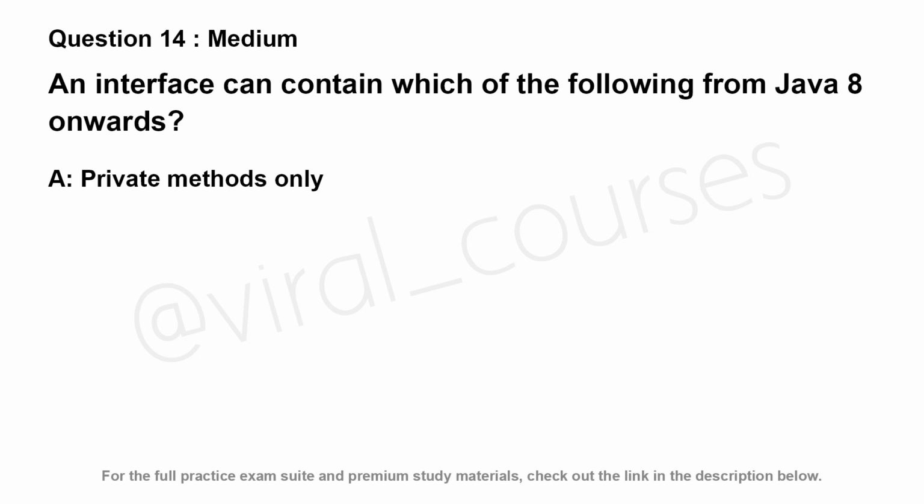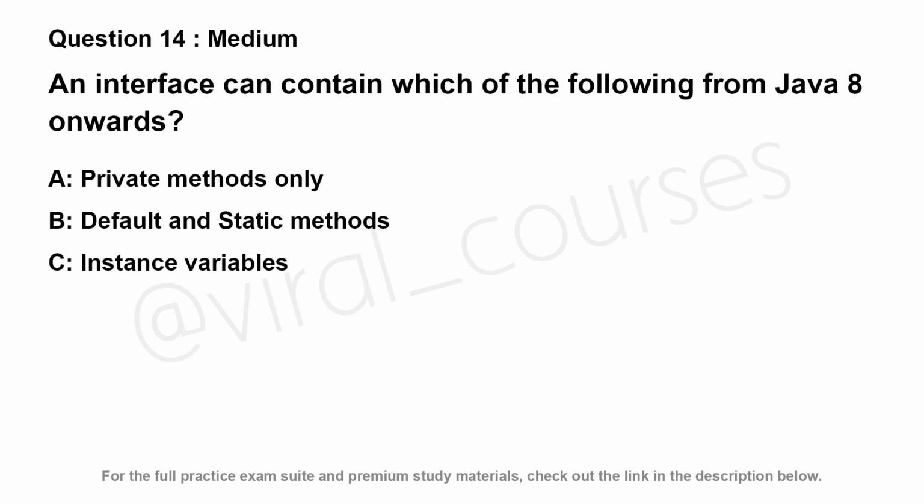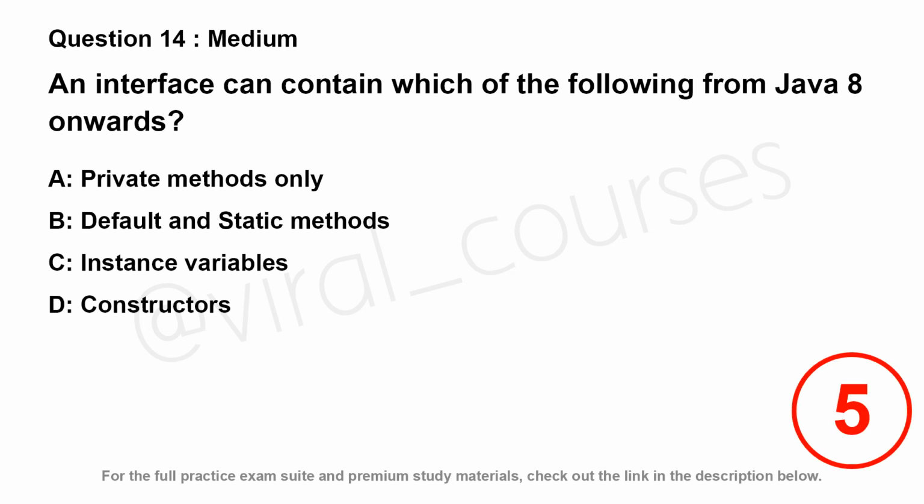An interface can contain which of the following from Java 8 onwards? Option A. Private methods only. Option B. Default and static methods. Option C. Instance variables. Option D. Constructors.